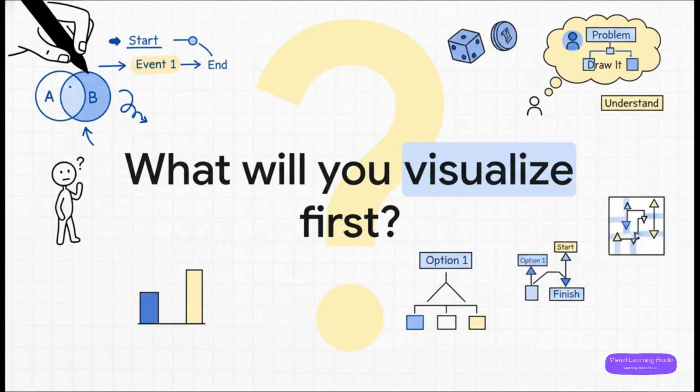So the next time you face a probability question, don't reach for a formula sheet. Reach for a pen. Draw the problem. Because I promise you, once you can see it, you'll understand it. The only question left is, what are you going to visualize first?